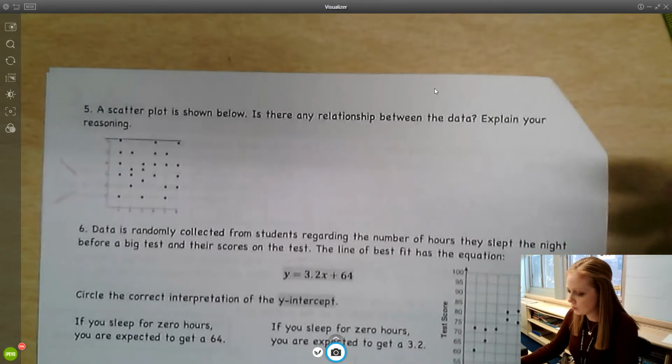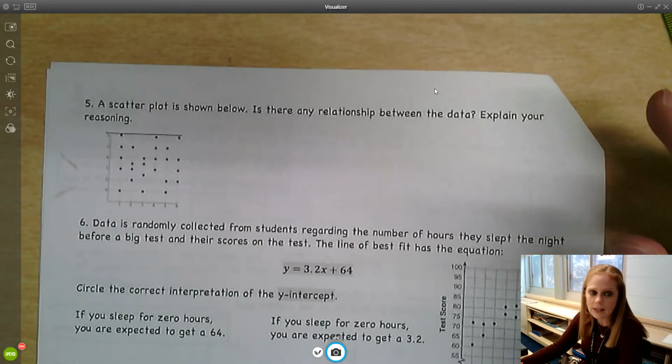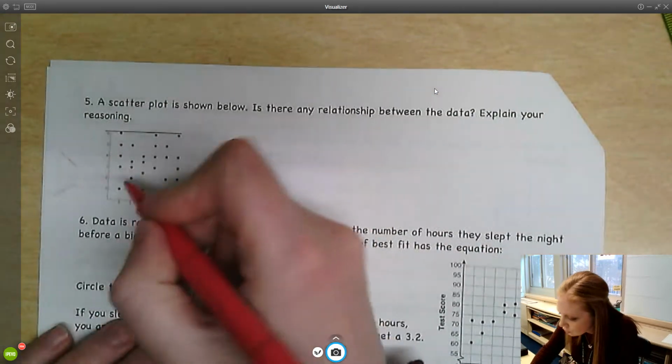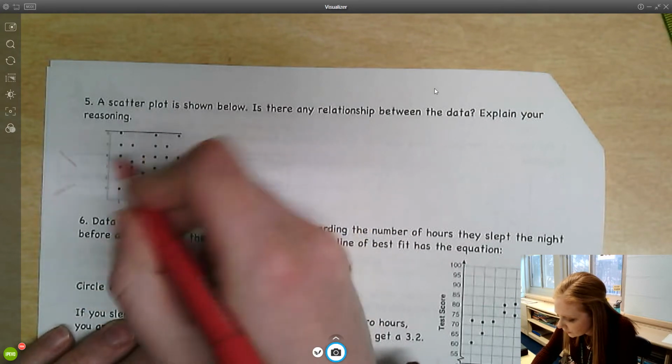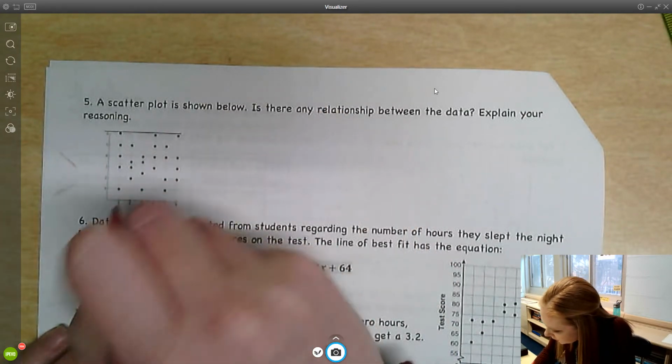A scatter plot is shown below. Is there any relationship between this data? Explain your reasoning. So you can't draw a line of best fit. You can't tell if the trend is going upward or downward. So this is no relationship.